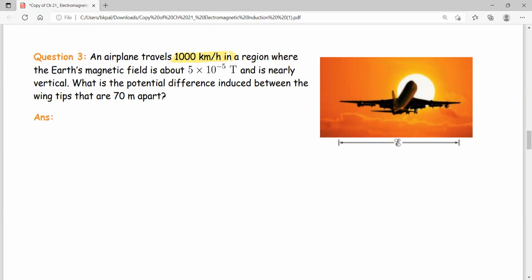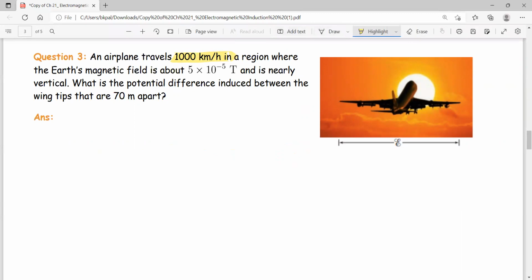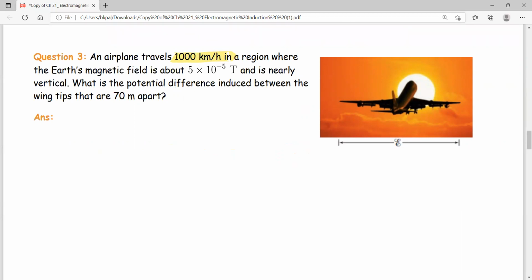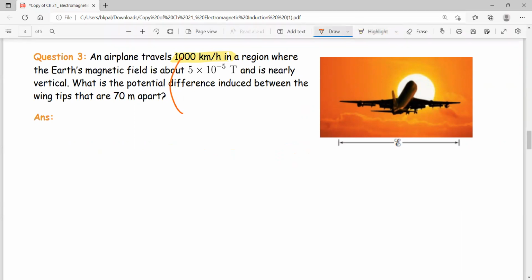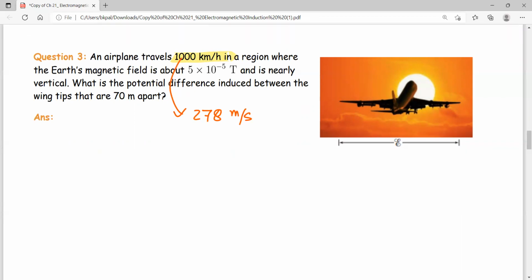If you need it, please go back to physics 1 concept and see whether you get 1000 kilometer per hour is equal to this. I got approximately 278 meter per second. So check that. If you cannot get this, let me know. Okay, so velocity is given.